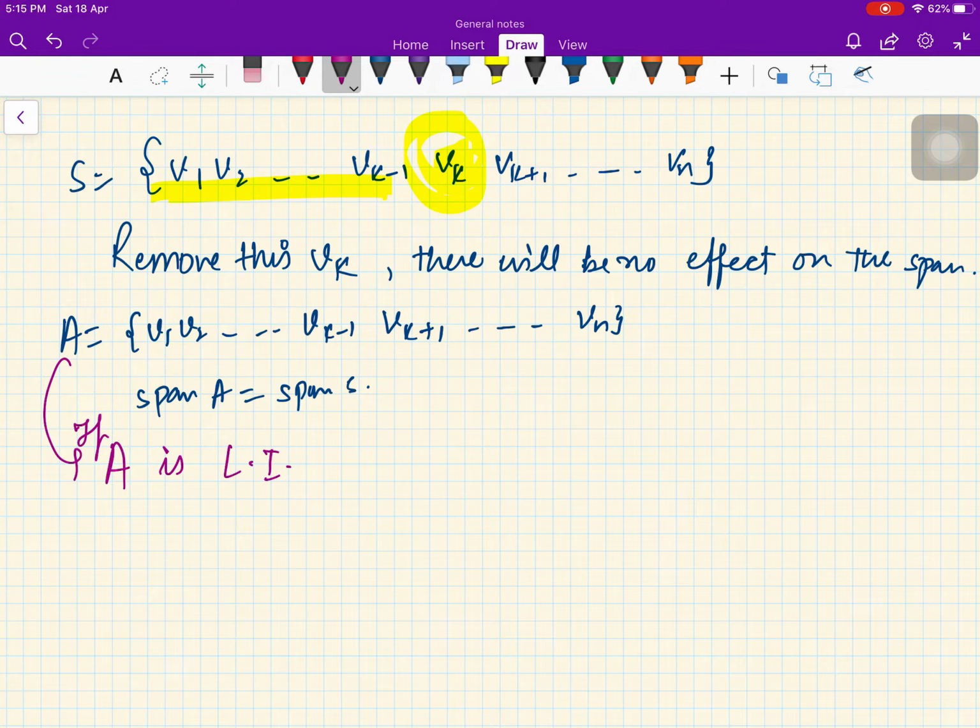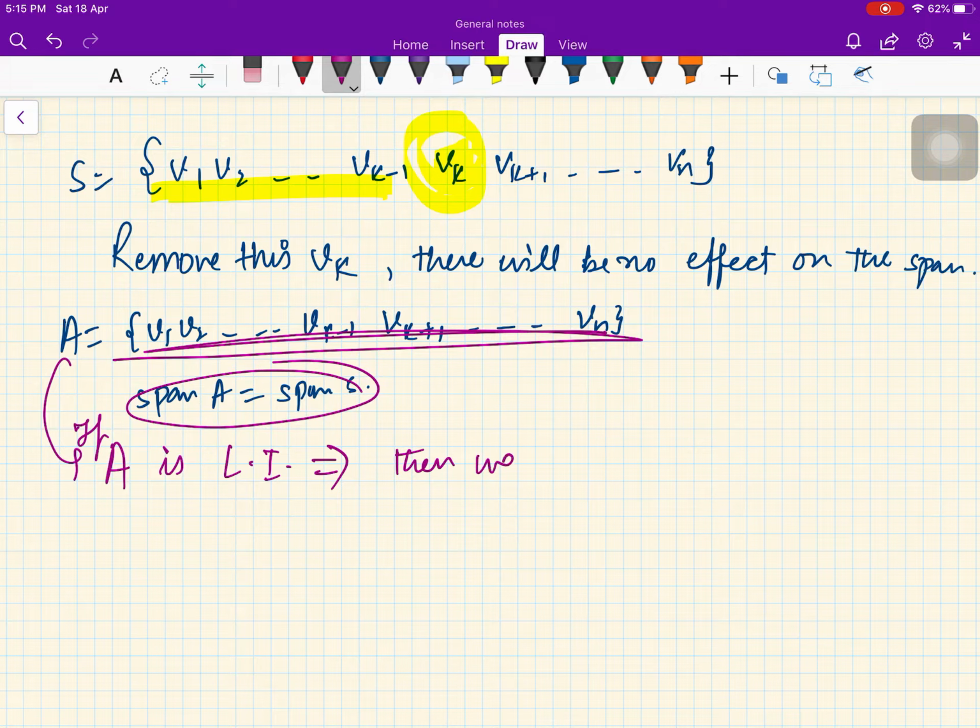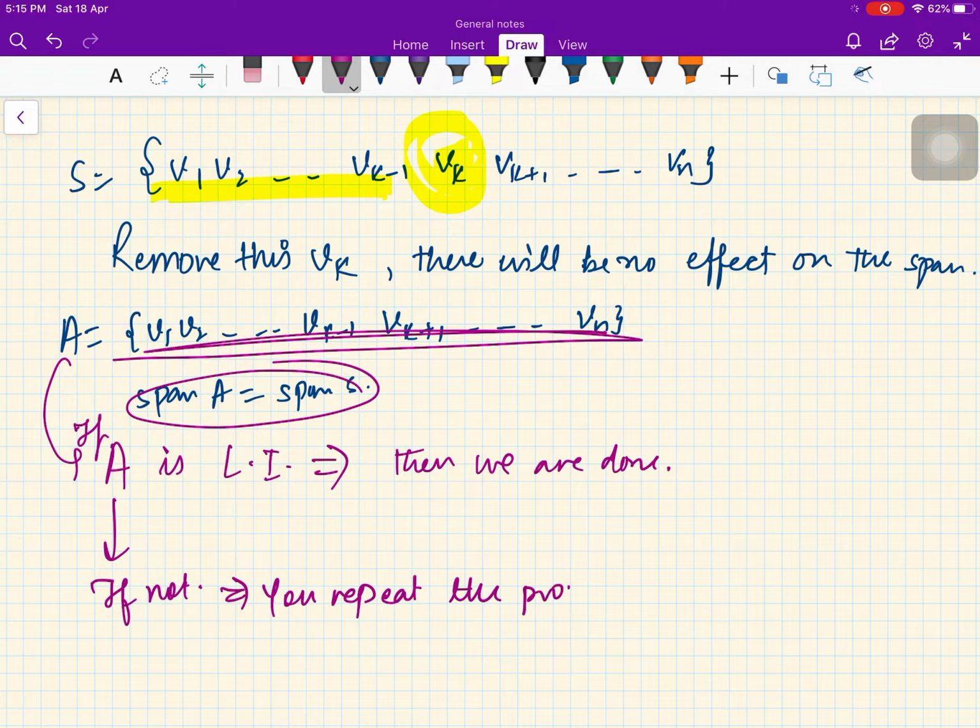Now if A is linearly independent, then your search is over. Then we are done, because we got a linearly independent set which is a subset of S, and the span of A is the span of S. If not, you repeat the process.